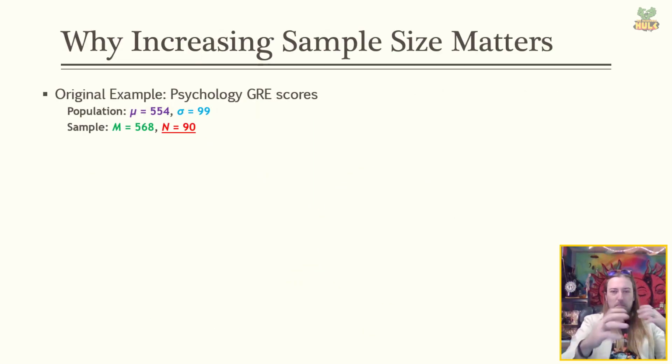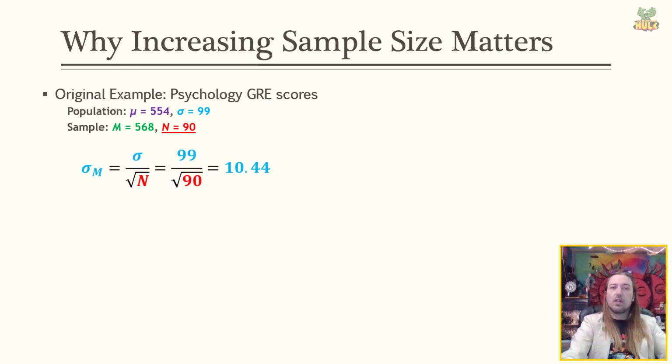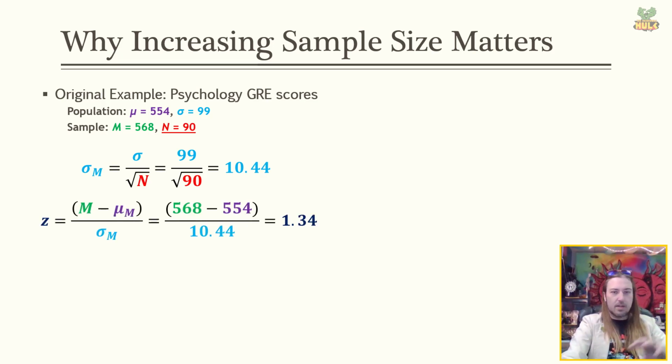So it makes sense philosophically. Does it make sense mathematically? Well, yeah, let's see a quick example. So that example on the GRE scores we talked about in a previous video. Population mean was 554. Standard deviation was 99. Sample mean was 568, and the sample size was 90. So pay attention to that sample size. We're going to plug that into our standard error formula. It goes in the denominator, right, square root of sample size, and that gives us a standard error of 10.44. So when we calculate that Z statistic, we get a 1.34.